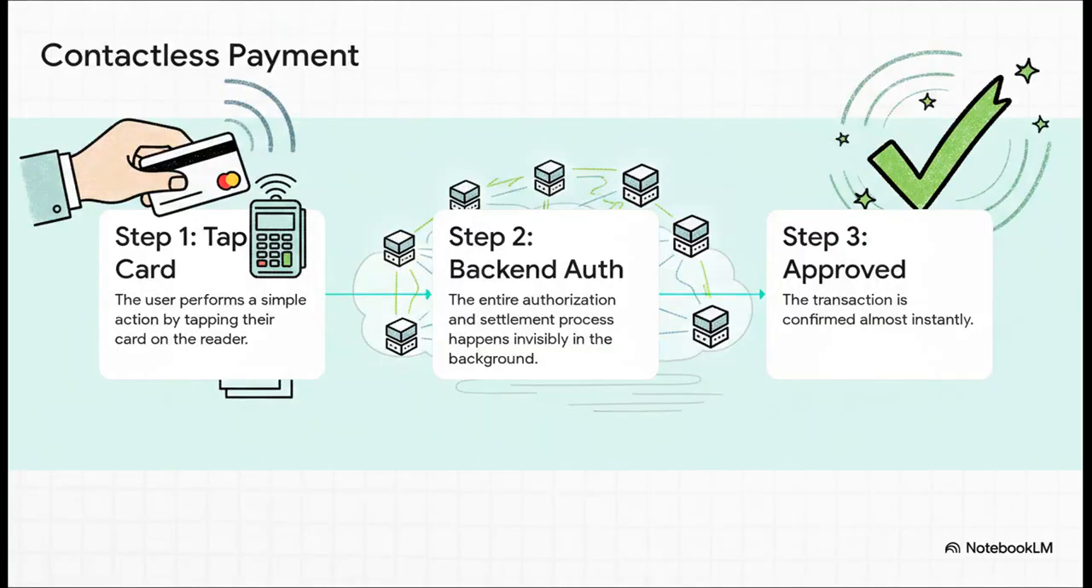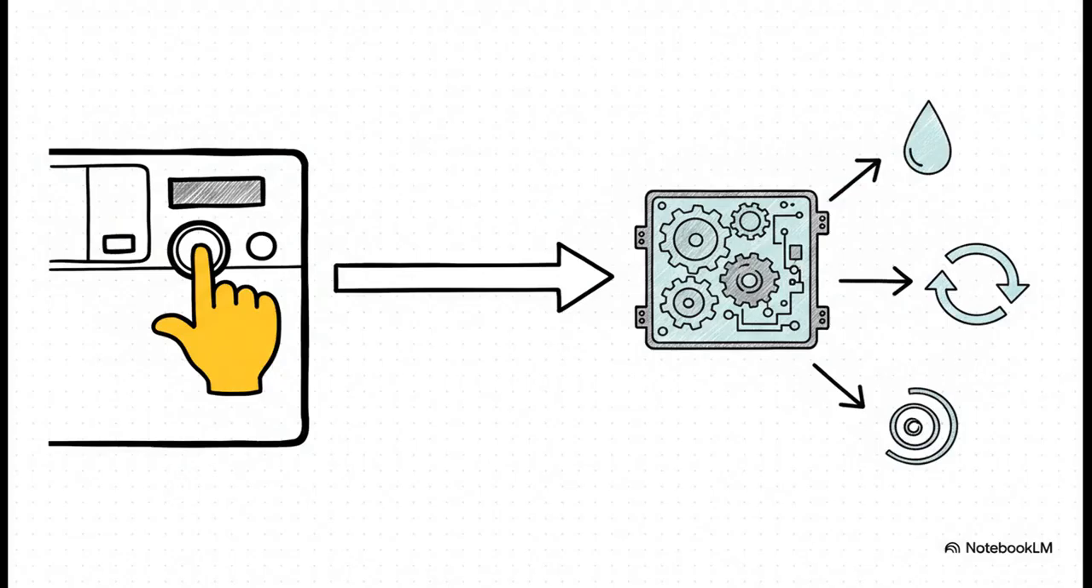A perfect everyday example is a contactless payment. You just tap your card on the reader, that's it. That's the simple part you do. But the entire authorization and settlement process, all the communication, the verification, the confirmation, all of that happens instantly and invisibly in the backend.